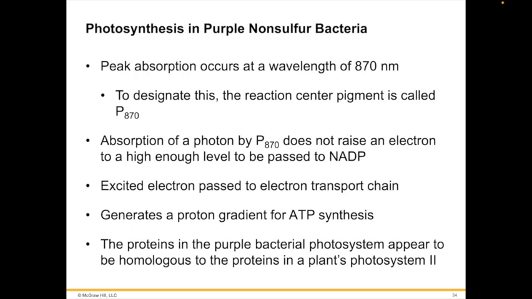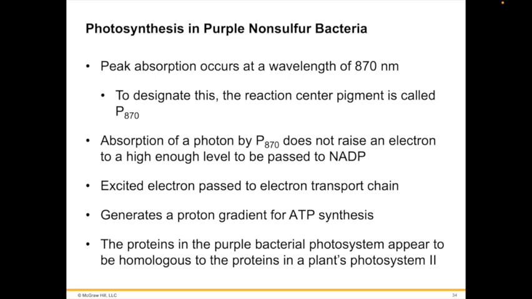So peak absorption occurs at a wavelength of 870 nanometers. So to designate this, the reaction center pigment is called P870. So in purple non-sulfur bacteria, peak absorption occurs again at 870 nanometers, and that's near infrared, not visible to human eyes.